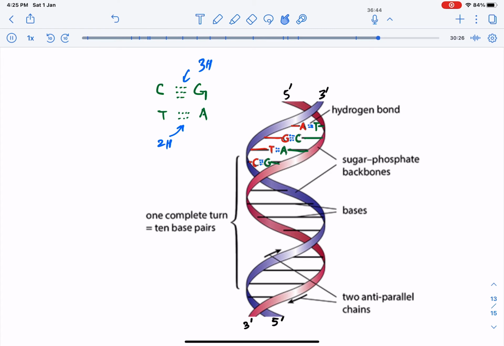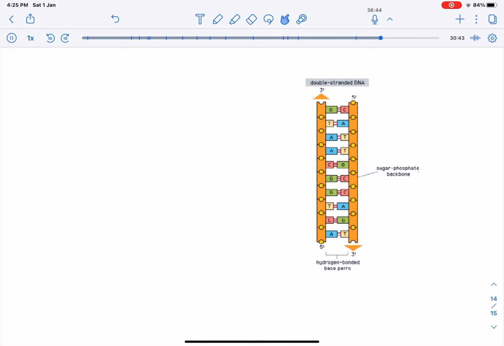Now let's see, we can use this concept to calculate the total number of hydrogen bonds in a DNA molecule. You can have numerical problems in your MCQs paper, or maybe in paper 2, that require you to calculate the total number of hydrogen bonds in a DNA molecule.